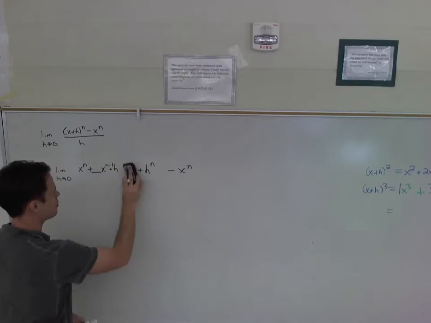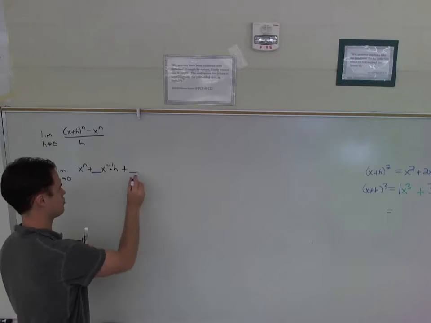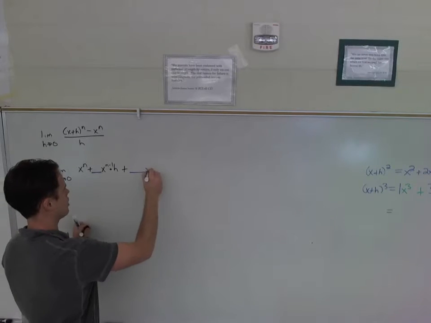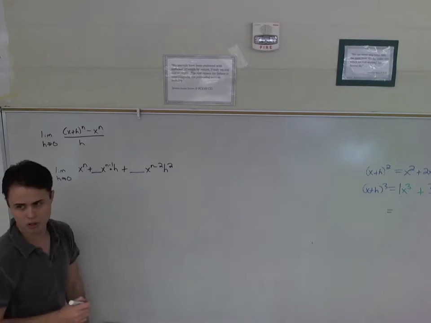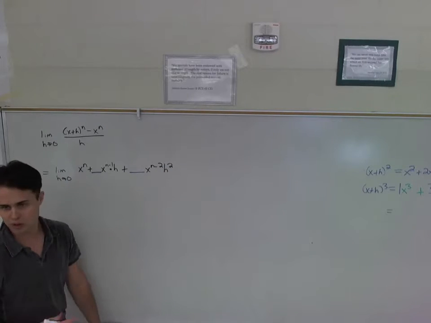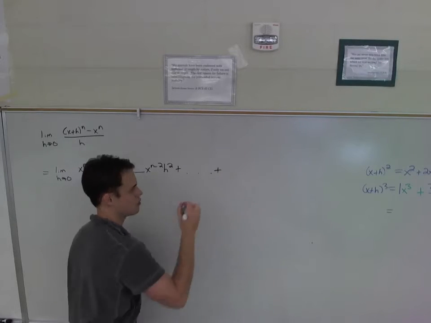Let's make this bigger. Let me write it out a couple more times. Plus something, x to the n minus 2, we're walking down, and then h would be squared this time, okay? Now we don't know where to stop, so let's just put plus dot dot dot.